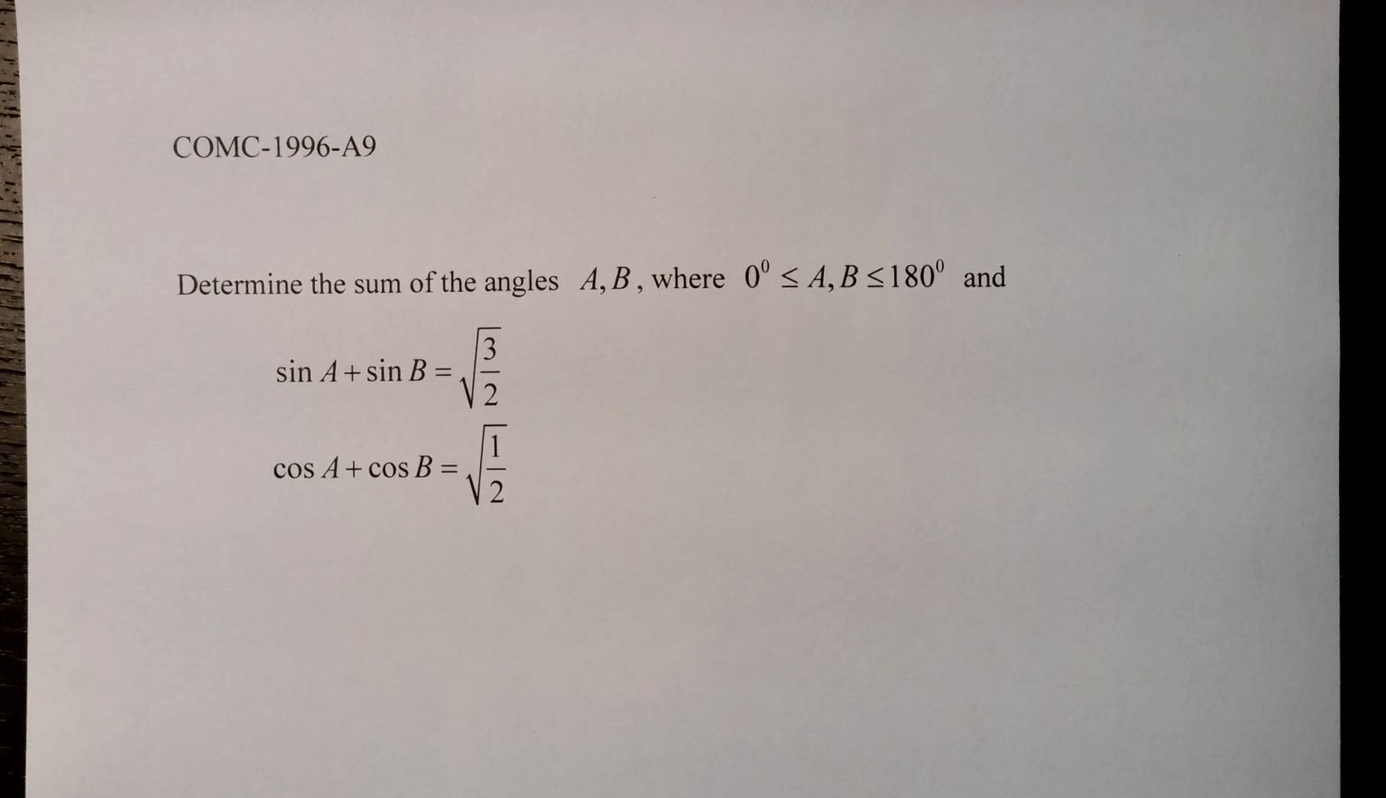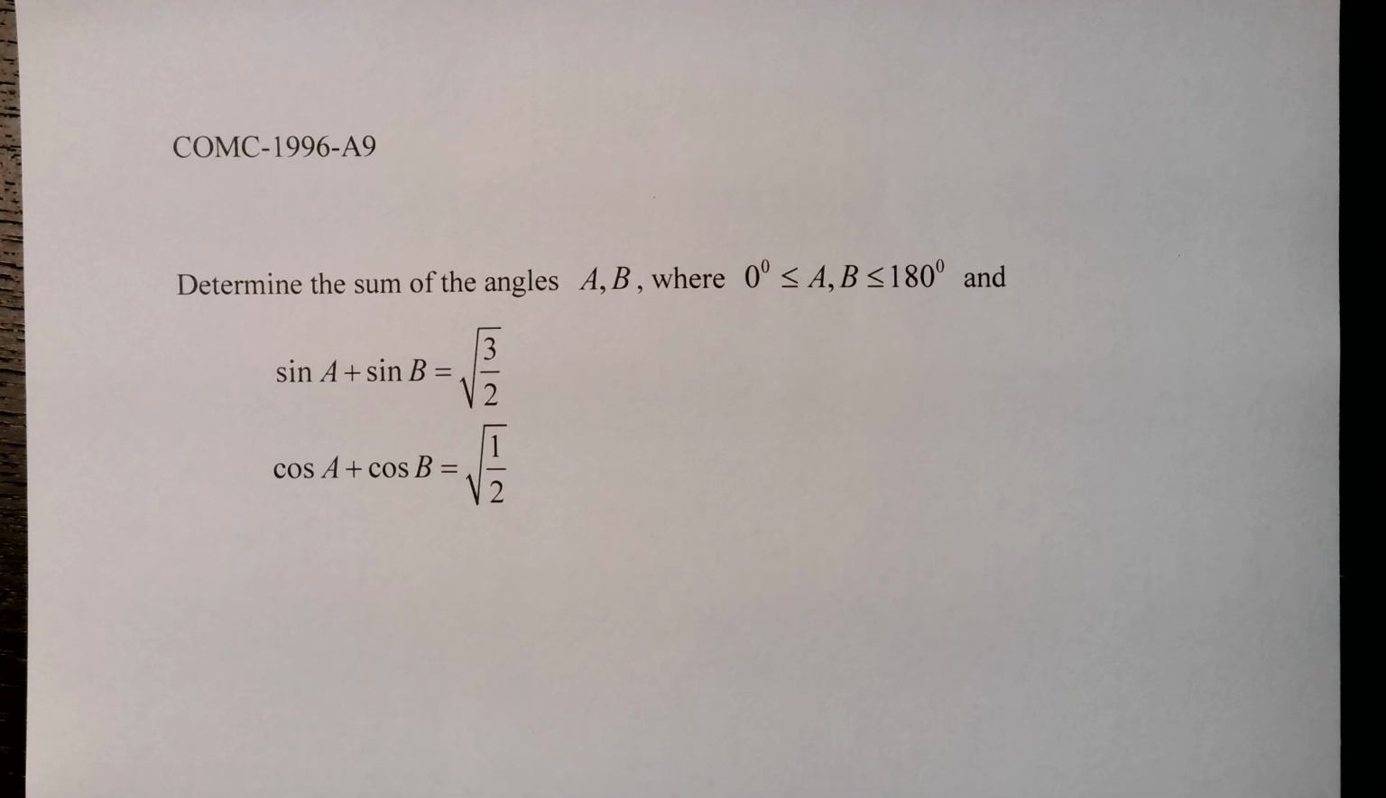So we have another question here, and as always, let's first start off by reading the question. Determine the sum of the angles A and B, where 0 is smaller than or equal to A, and B is smaller than or equal to 180, and sine A plus sine B is equal to square root 3 over 2, and cos A plus cos B is equal to square root 1 over 2.